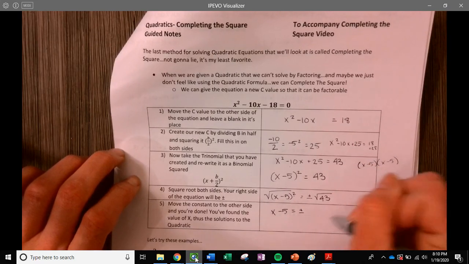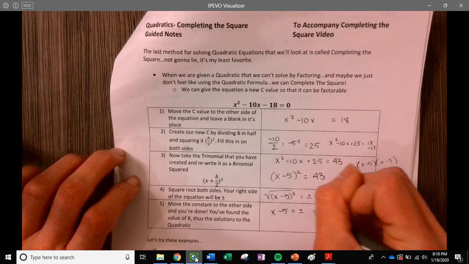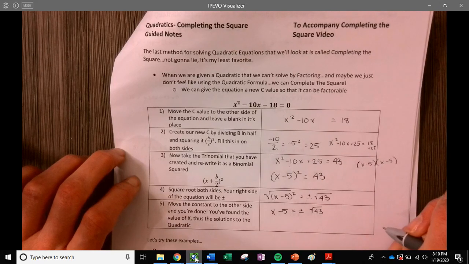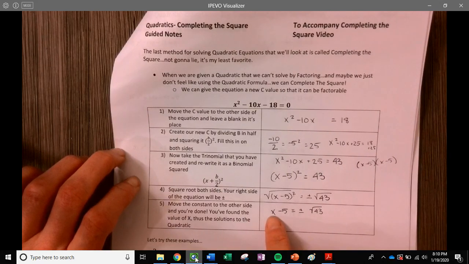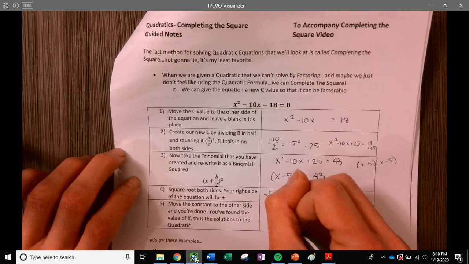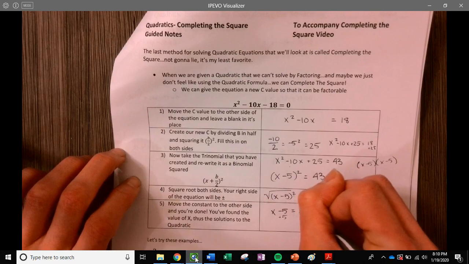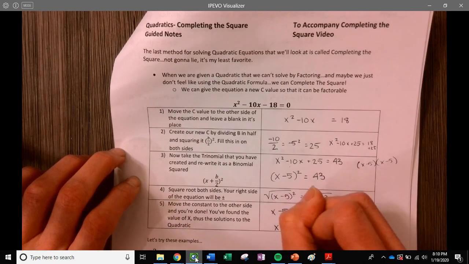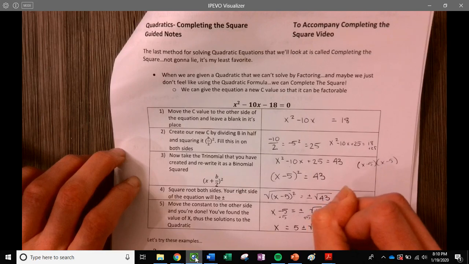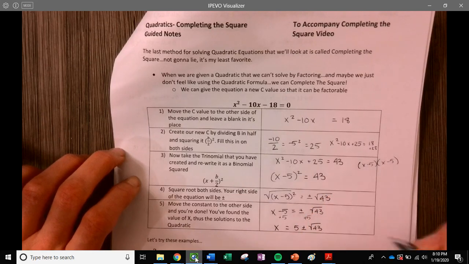There is no simplification to the square root of 43, so that will stay in the house. I'm looking for the x value here, so I need to get it by itself. I need to get this 5 on the other side. I'm going to add 5 and add 5, and my solutions will be 5 plus or minus the square root of 43.